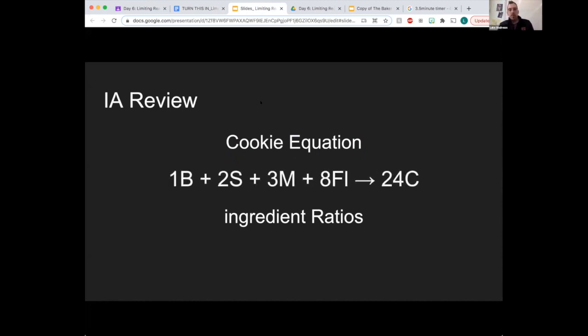So 1B plus 2S plus 3M plus 8FL, so there's our only difference there, and that arrow means yields 24 cookies. Awesome. So the reason we're doing this is we're revisiting this idea of molar ratios and using molar ratios to say, if I have this much of a reactant, how much product can I make? If I want this much product, how many ingredients do I need? So let's take that equation that Julani just gave us, and let's turn those into the ingredient ratios.